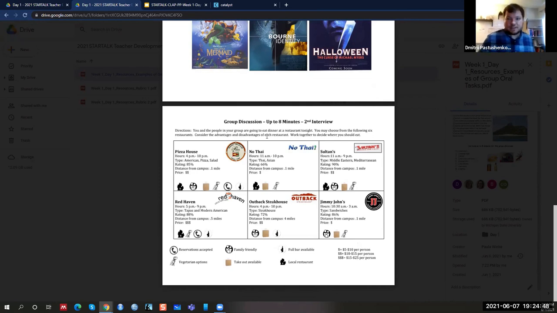So the students discuss the restaurants, different options. Maybe they're vegetarian, maybe they want a family-friendly restaurant. And they pick one of the restaurants, maybe Pizza House, Outback, and they need a consensus. They need to reach this consensus and choose a restaurant. But again, that's not the most important thing. This outcome is good, it's measurable, you can see it, but the process is more important.